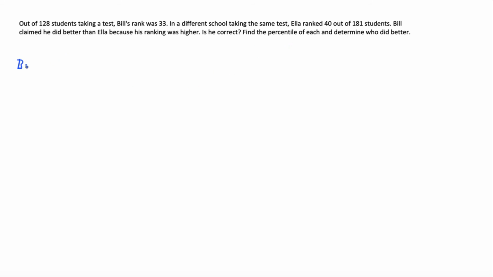Okay, so now we know that Bill's rank is 33 out of 128 students. And then Ella's rank was 40, with more students in this case. Of course, we know that the ranking itself does not necessarily say that Bill did better. We need to find the percentile. Remember, the percentile tells us the percentage of students that they did better than, respectively.